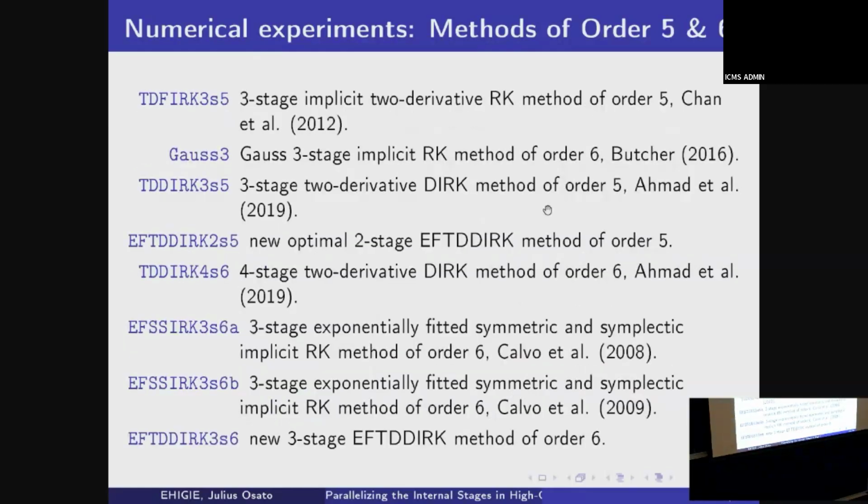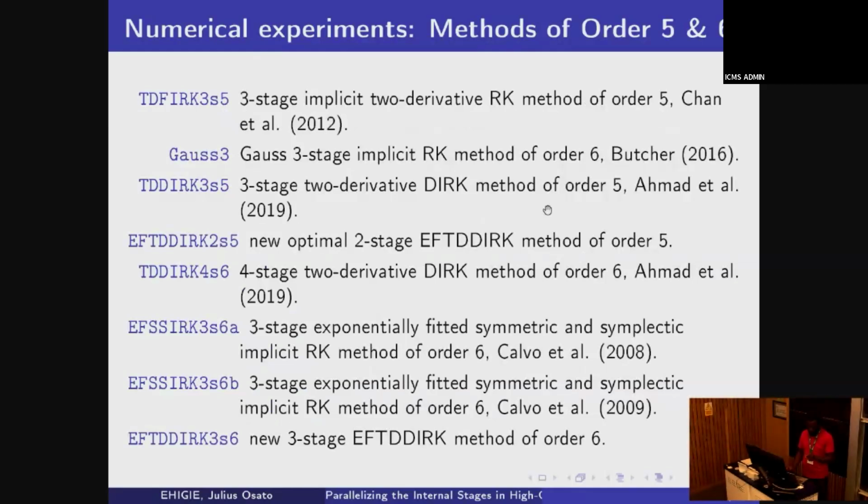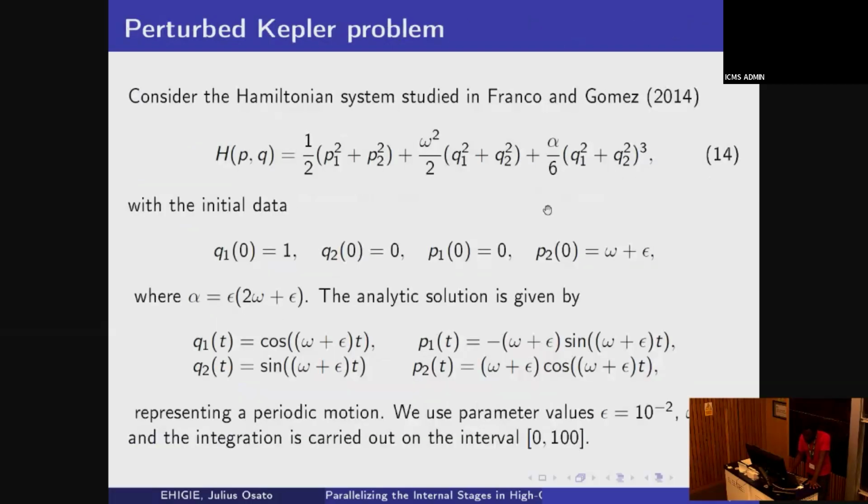Okay, and for the 5th order and 6th order, we combined the numerical experiments together. The last one is our method, while the 4th one is also our method, but the 4th one is a method of order 5, 2-stage of order 5. And for the perturbed Kepler problem, which we talked about, this is the problem. So we converted this problem to a set of ordinary differential equations.